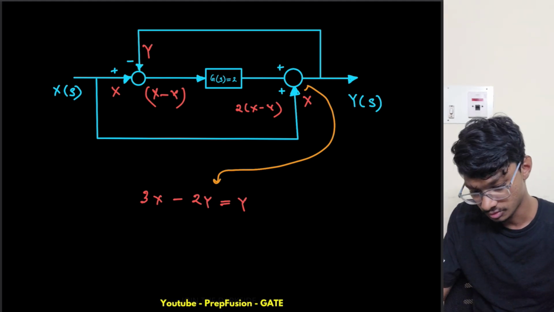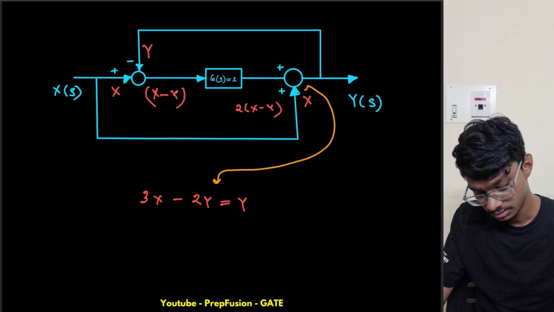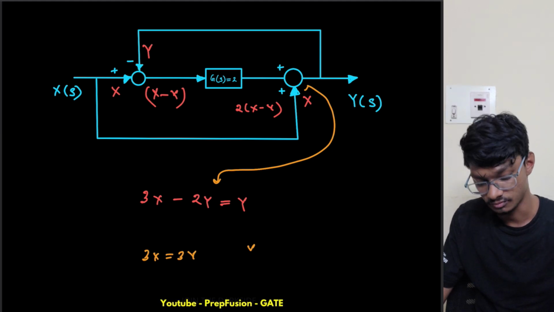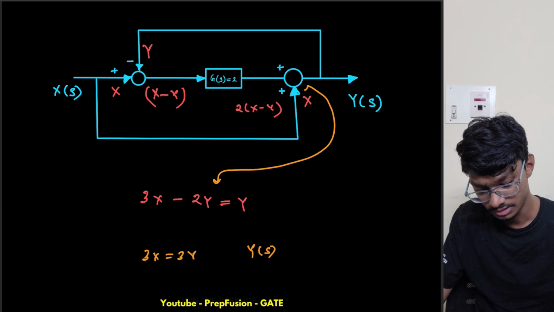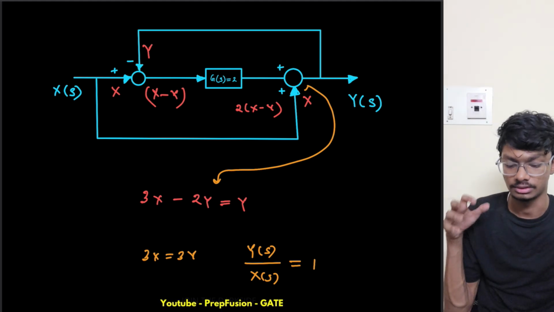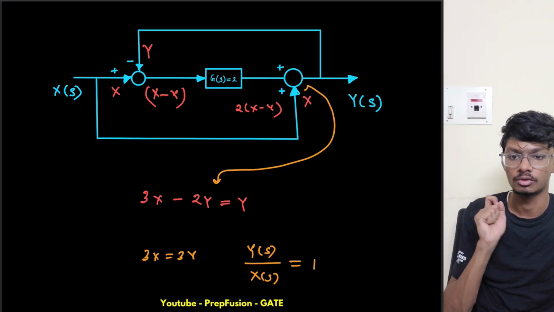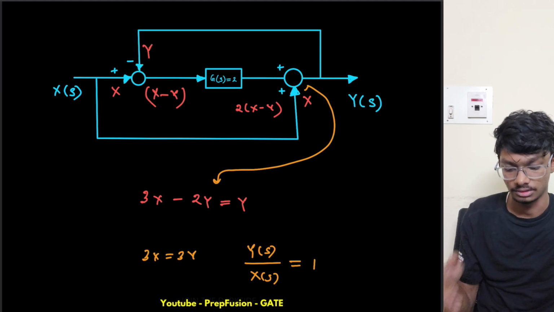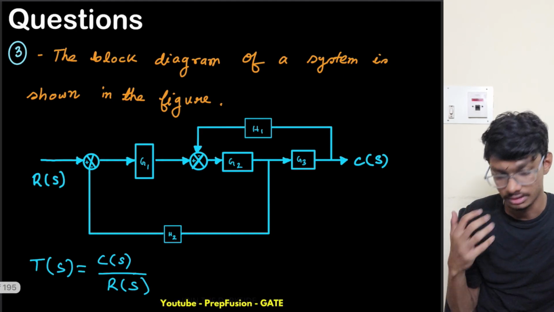So now solving the equations, what do we get? 3x equals 3y, and Y of s upon X of s equals 1. If you solve using block diagram, it may be a bit lengthy, so that's why the homework is to solve this system using block diagram. Find the transfer function, basically.